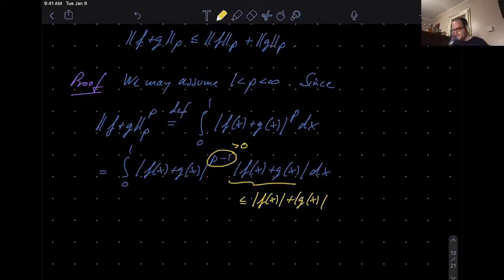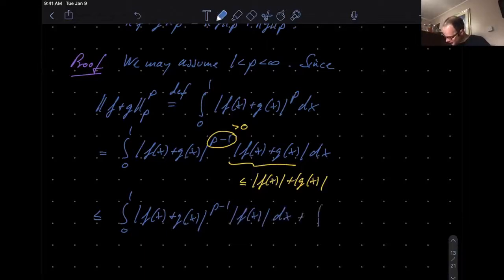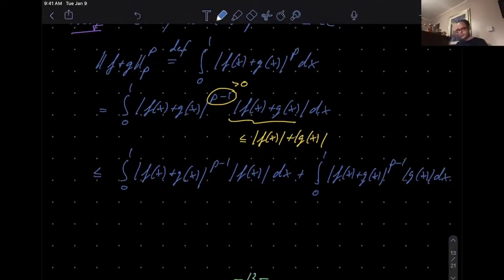Now you use the ordinary triangle inequality for the complex modulus, and the integral respects that inequality. So this is less than or equal to, splitting it into two parts: first the integral of |f(x) + g(x)|^(p-1), which I'm not going to touch, times |f(x)| dx, and then a second integral from 0 to 1 of |f(x) + g(x)|^(p-1) times |g(x)| dx.